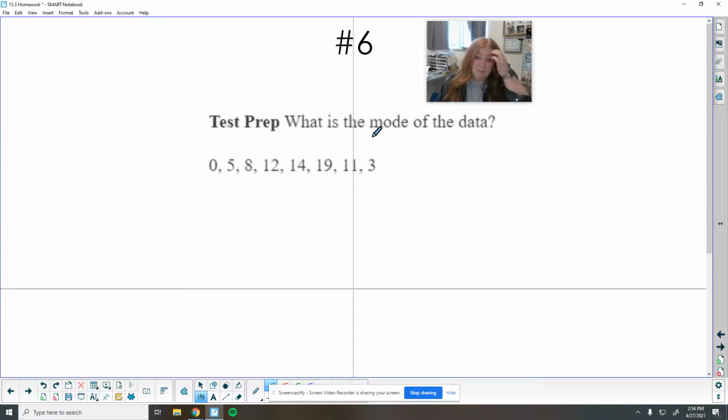Number 6 is the mode. So this is which one happens the most often. So remember, if there's not one, then none of them. So it's not just 0, it's none of them. If they all happen the same, then there is no mode.